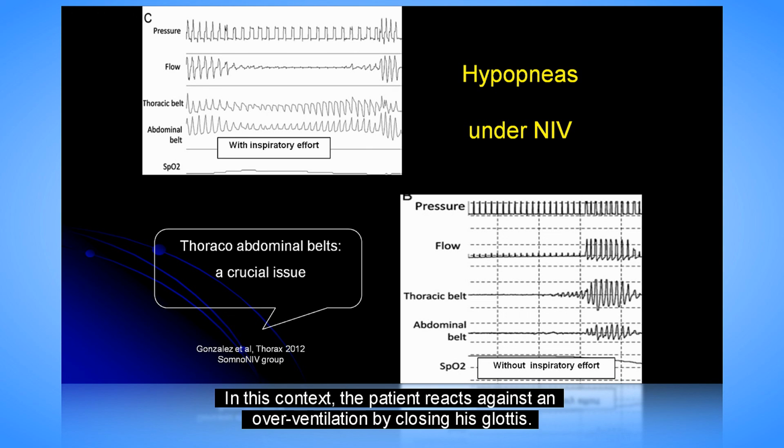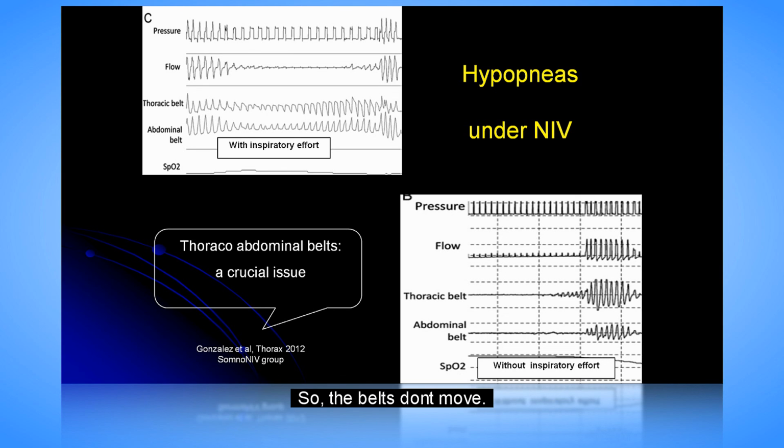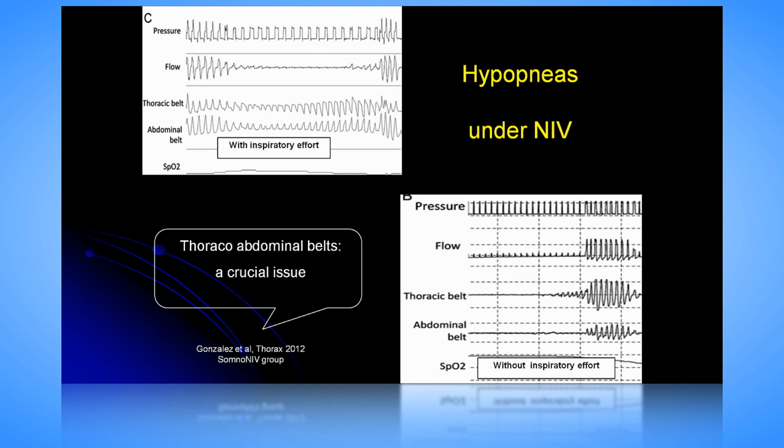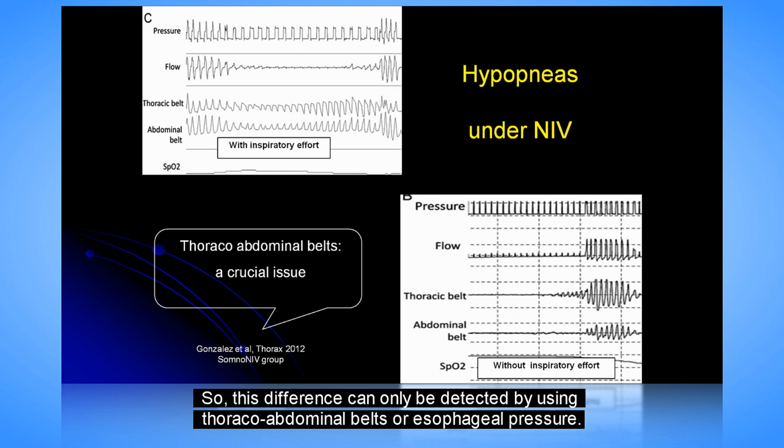In this context, the patient reacts against a hyperventilation by closing his glottis. And this closing of the glottis is accompanied by a reduction of inspiratory drive, and so the belts don't move. As you can see at the bottom of the slide, there is a reduction in flow, but no movement at the thoraco-abdominal level. So this difference can only be detected by using thoraco-abdominal belts or esophageal pressure.